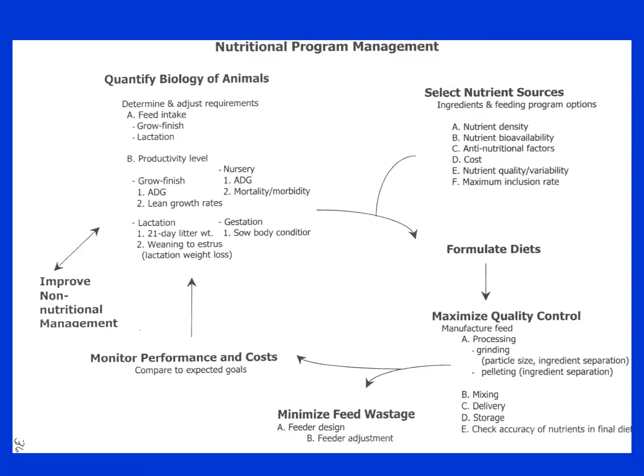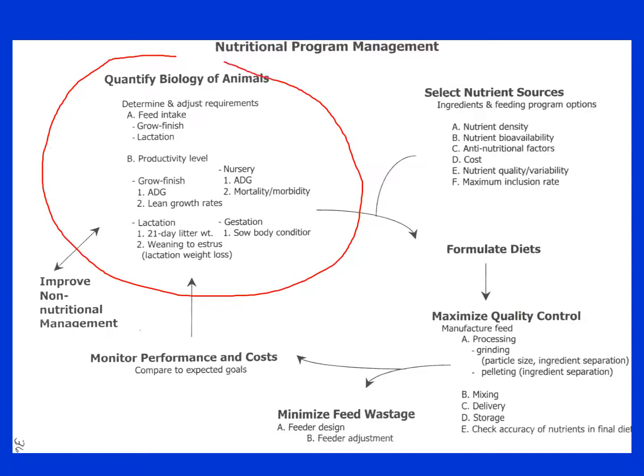So first we need to know what the nutrient requirements of our animals are. And that's going to be influenced by stage of growth for the animals, productivity level. What's our goal for average daily gain? Are they lactating, and what's our goal for pounds of milk per day or litter weight at 21 days, etc.? So it's very important to know what the nutrient requirements of the animals are.